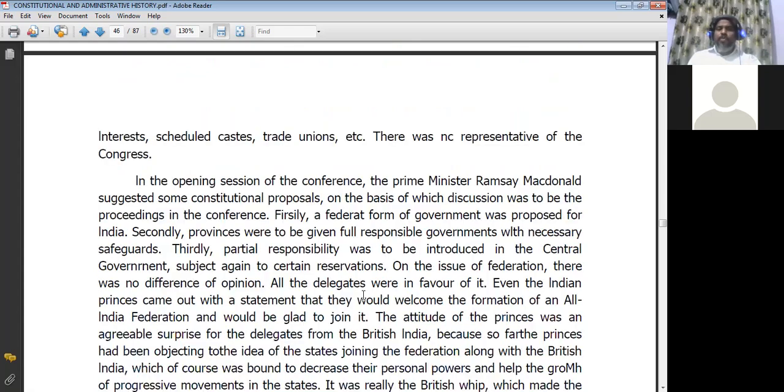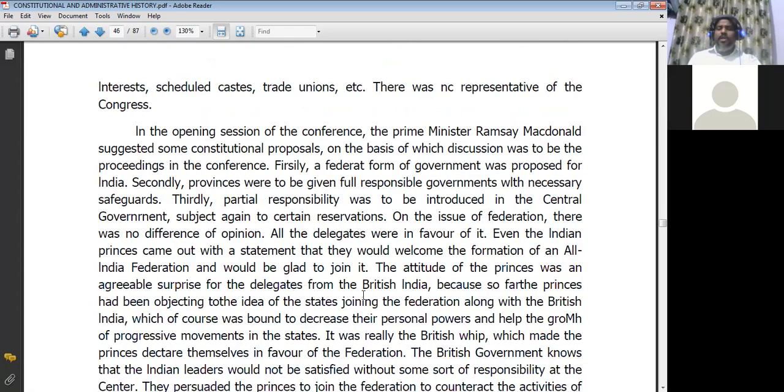In the opening session of the conference, the Prime Minister Ramsay MacDonald suggested some constitutional proposals on the basis of which discussion was to proceed in the conference. Firstly, a federal form of government was proposed for India. Secondly, provinces were to be given full responsible government with necessary safeguards. Thirdly, partial responsibility was to be introduced in the central government, again subject to certain reservations.